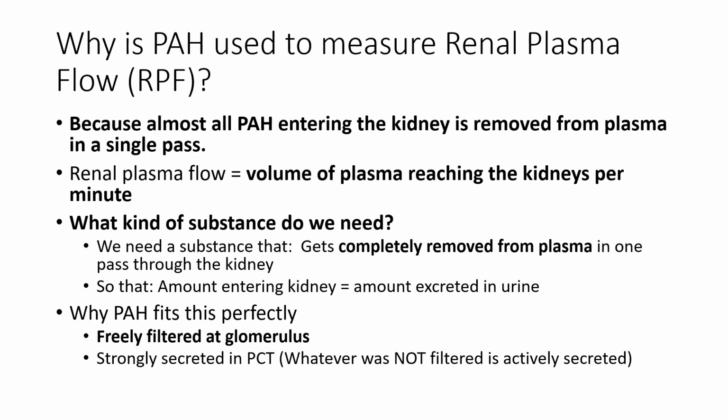Now, as we discussed, PAH is used to measure renal plasma flow because almost all of the PAH that enters the kidney is removed in a single pass only. So if we forget about PAH, what kind of substance do we need to calculate RPF? We need a substance that is completely removed from plasma in one pass, so that the amount entering the kidney is equal to the amount excreted, and PAH fits it perfectly.